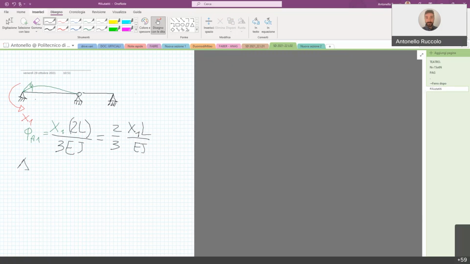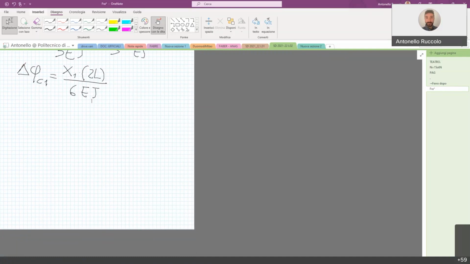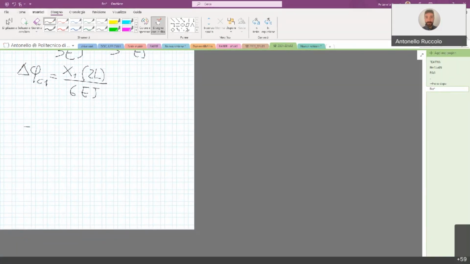Whereas delta phi C1, the difference between the rotation in this node and the rotation in the other part of the structure, is just x1 times the length, 2L, over 6 E iota. It is 1/2 of the previous one. So we have found also these coefficients. They were trivial. If there are no questions, we can move forward to the last case.